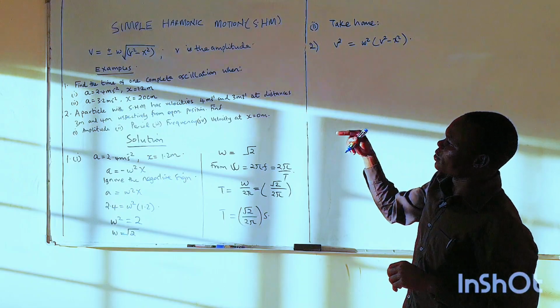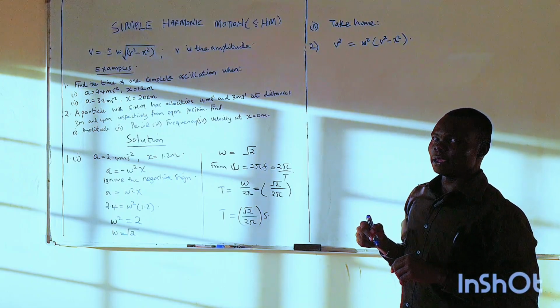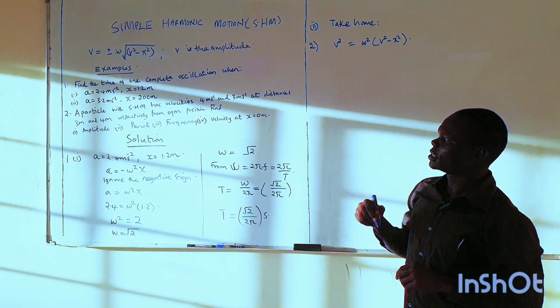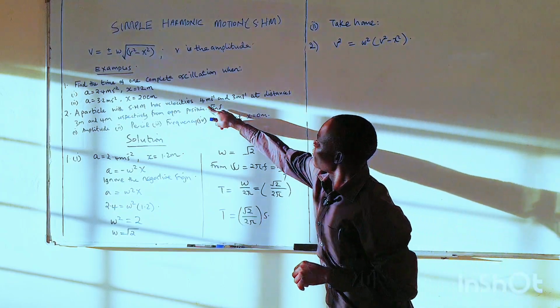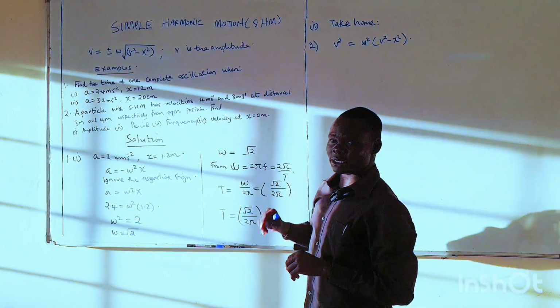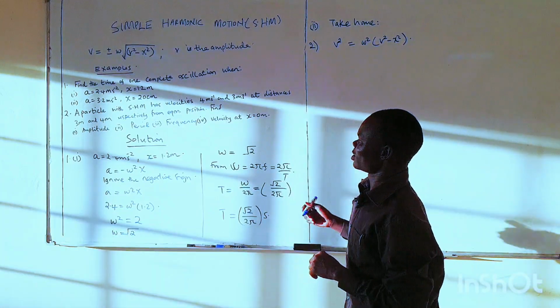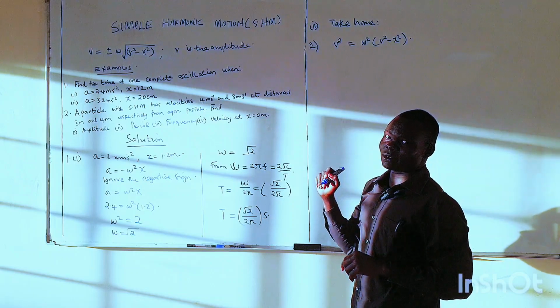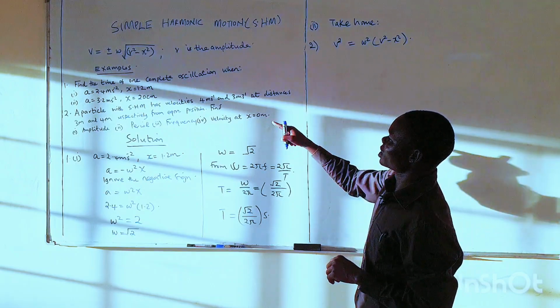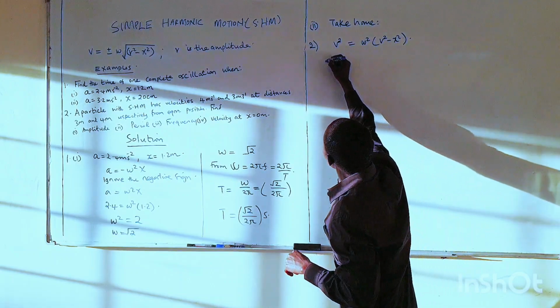Now, we shall consider one by one. In the first consideration, we shall say 4 meters per second and its associated displacement, which is 3 meters. So we substitute. Mark this one very well. We shall say case 1.